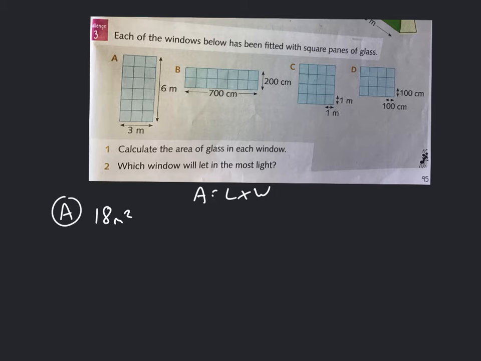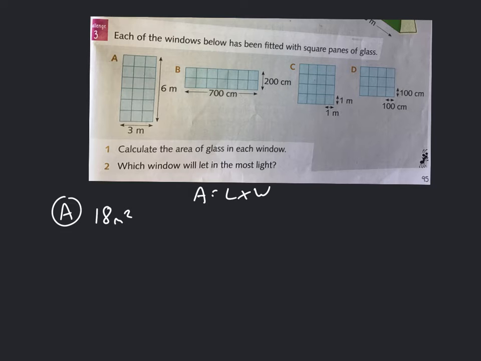Shape B is 700 centimetres by 200 centimetres. Now if we're going to change the units of measurement, it's very important that we do that at the beginning of our working out. Once we get to the answer, we're not going to change the units of measurement because that's actually more difficult to do than it sounds, and you can quite easily make a mistake there.